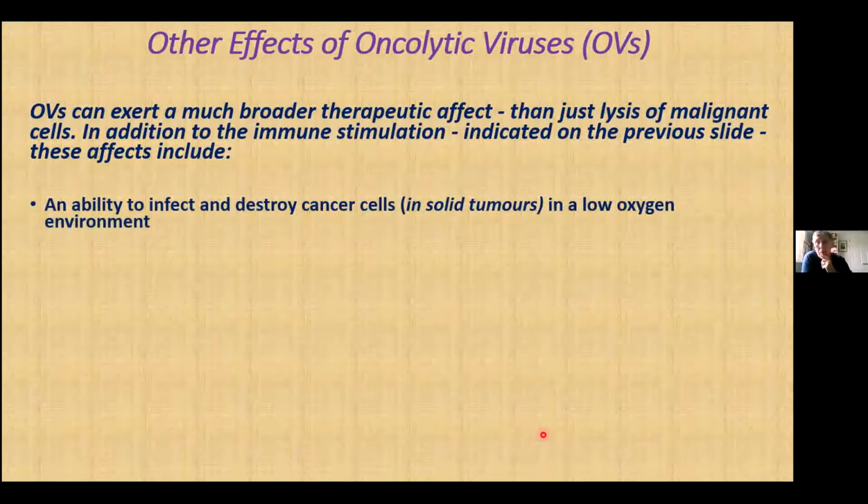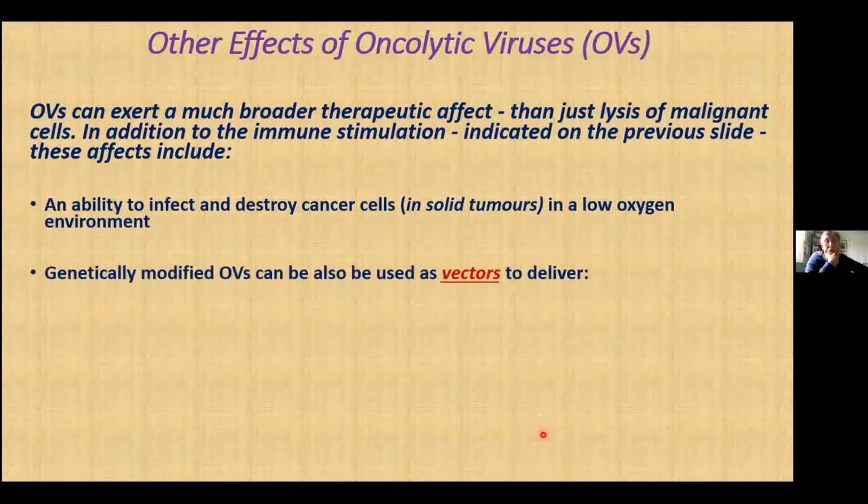Now, this is quite an important capacity, because in a low oxygen environment, which occurs particularly in solid tumors, the viruses often don't destroy the cells. These oncoviruses, or many of them, seem to have the ability to infect cells even in these rather difficult environmental conditions.